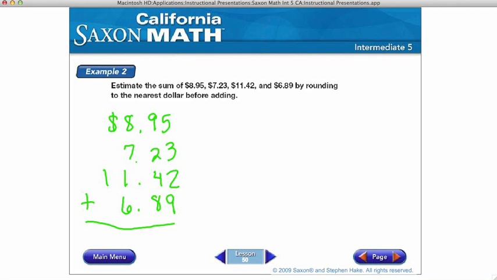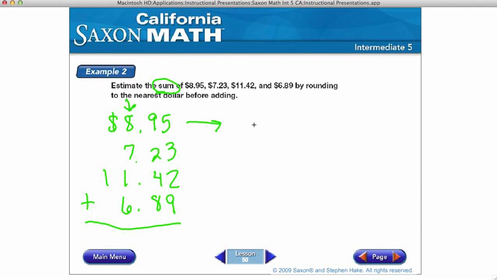Sum, it tells me to add. Okay, it says to estimate the sum. So now that I've written my original problem, now I'm going to estimate. And I'm going to estimate to the nearest dollar, which means I'm going to look at the number in the tenths place. If it's 5 or greater, we round up. If it's 4 or less, we round down.